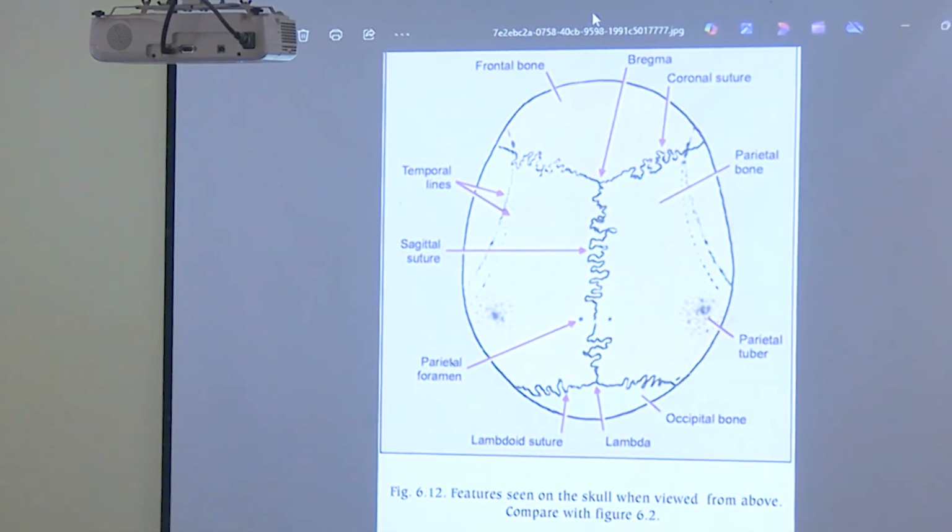Now which suture is this? Lambdoid suture. You have heard about lambda, right? You must have read it in physics. This is lambda shape. That's why this is known as the lambdoid suture. It separates the occipital bone at the back from the parietal bones in front. The point where the sagittal suture and lambdoid suture meet is known as lambda. Where do the coronal and sagittal sutures meet? At bregma. The sagittal and lambdoid sutures meet at lambda. Right?